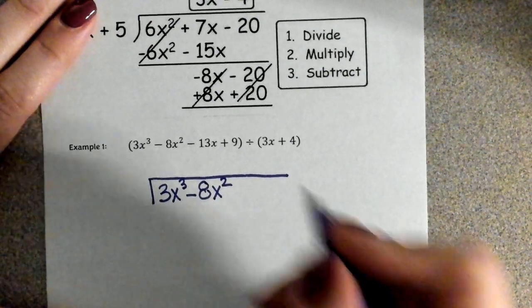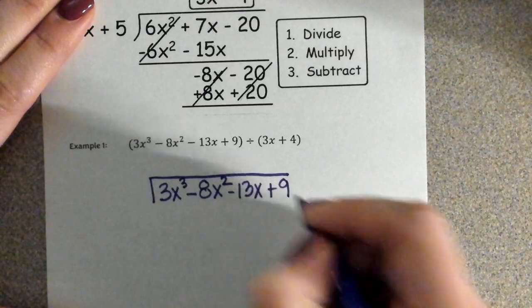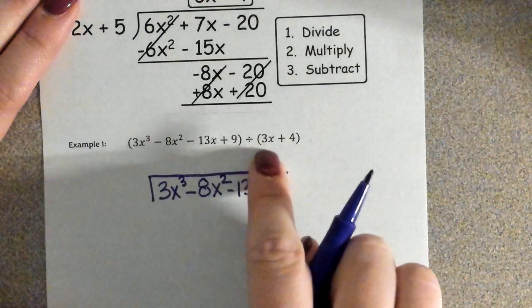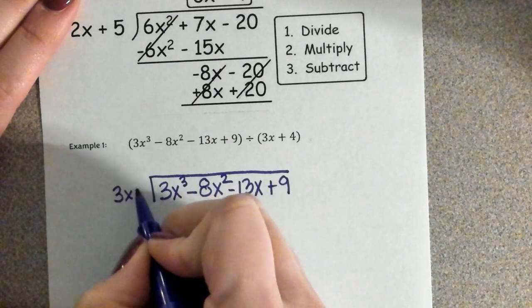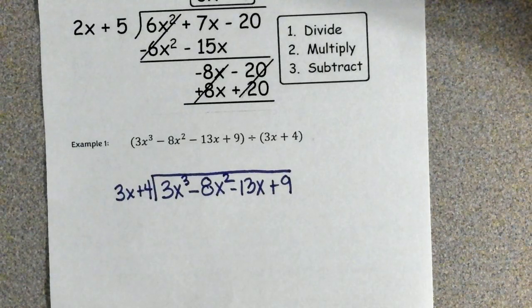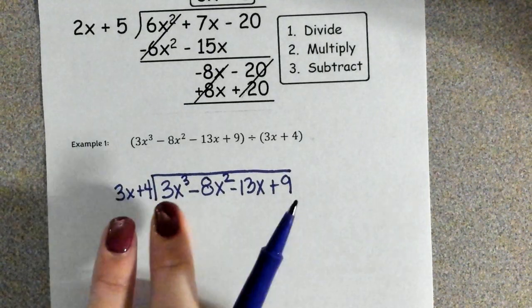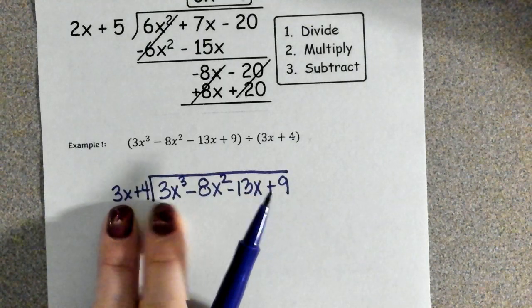Okay, 8x squared minus 13x plus 9. And then what we're dividing by, the divisor, goes on the outside, so 3x plus 4. Okay, now when you're doing division, you only look at your first terms. So I'm only looking at 3x and 3x cubed.